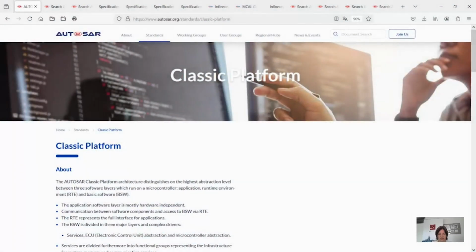So I hope you enjoyed this introduction. Now we will have a look at the microcontroller drivers within the Classic platform. And for this, we will have a look at the AUTOSAR standard. So what you see right now here is the AUTOSAR page of the Classic platform. So here we are within standards, the Classic platform.